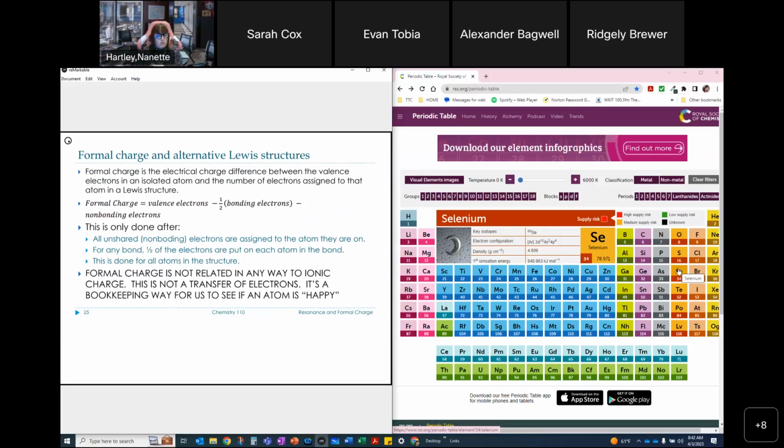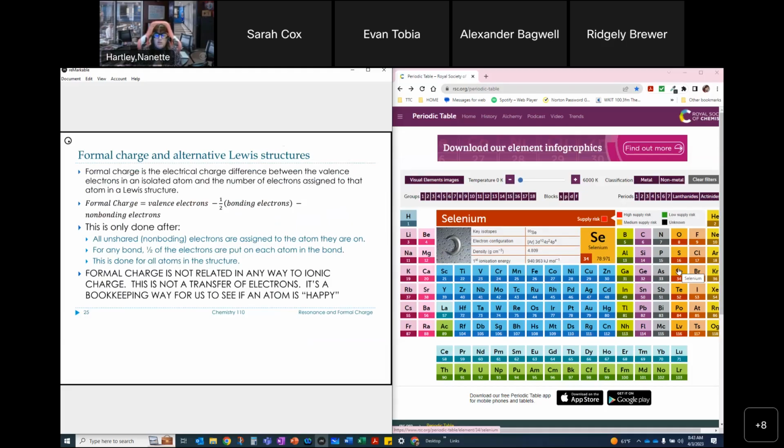Okay? So a formal charge is equal to the number of valence electrons minus half of the bonding electrons minus the non-bonding electrons. And we only do this, looking at the formal charge, after we've made the structures the best that we can. So all unshared non-bonding electrons are assigned to the atom that they're on. For any bond, half of the electrons are put on each atom in the bond, and this is done for all atoms in the structure.